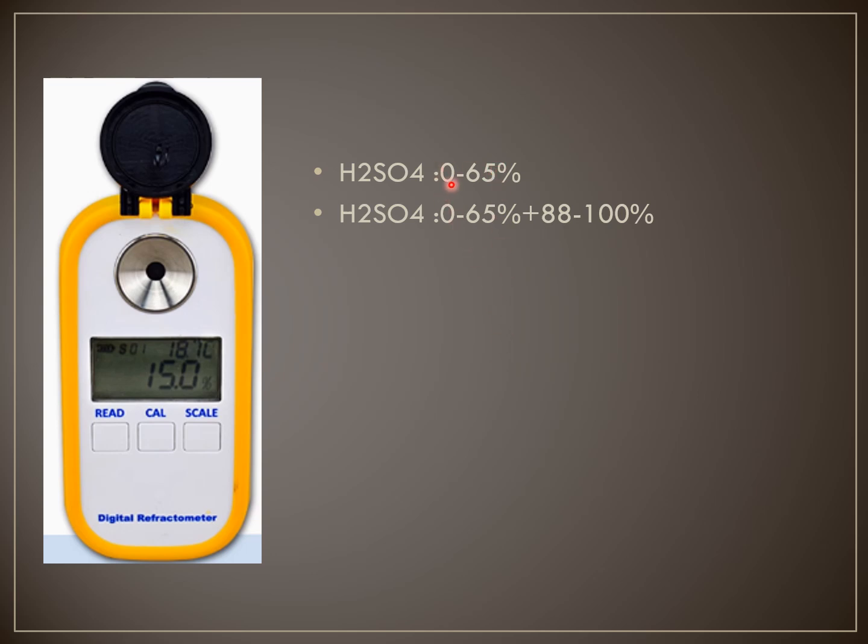Just in between 65% and 88%, there is no value to use. You can choose it when your concentration is within its covered range, and the instrument is cheap. So we can use this to check the concentration of the sulfuric acid.